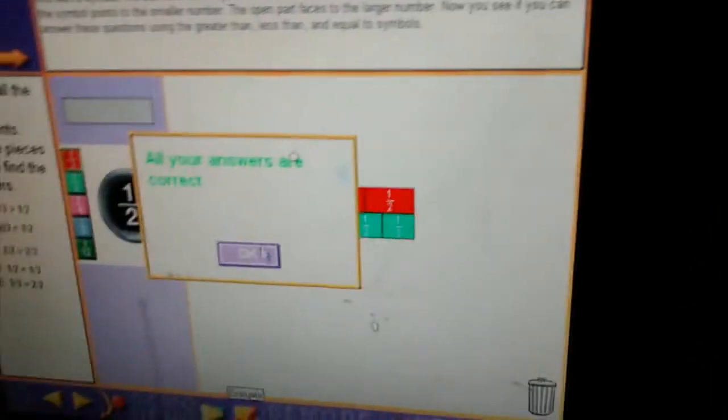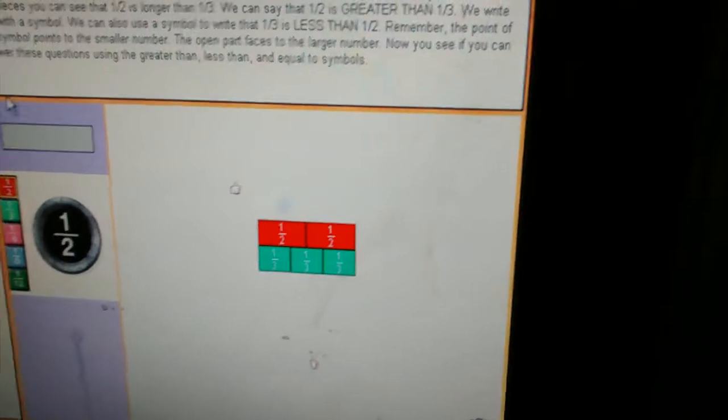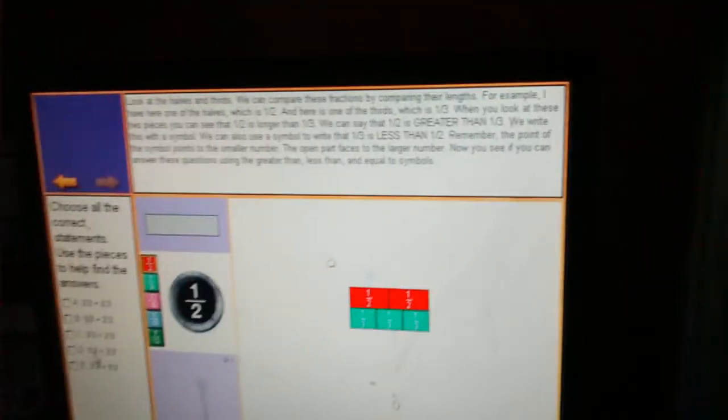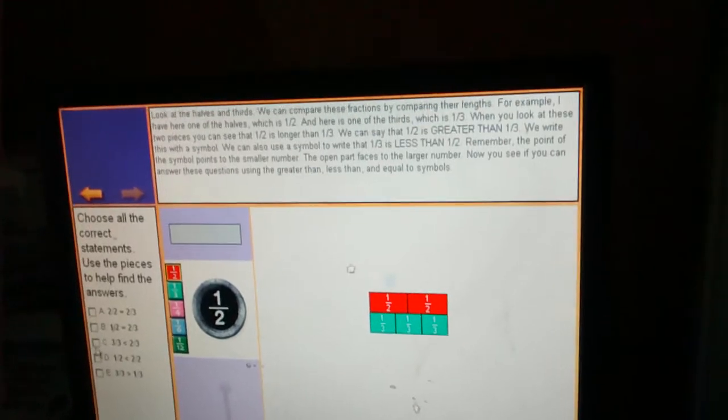So which one did you get stuck on? Now, all correct. That 1/2, you didn't understand it? It's okay if you got it wrong. We just need to see where you are.